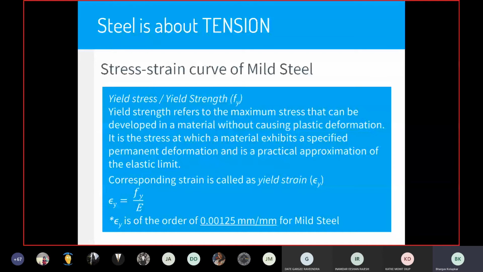So 1 megapascal is equal to 1 Newton per mm square. So this value is fixed, 250. This value is fixed, 2 into 10 to the power 5. We get this value, which is 0.00125 mm per mm. You don't have to remember this. This is just for your information here.